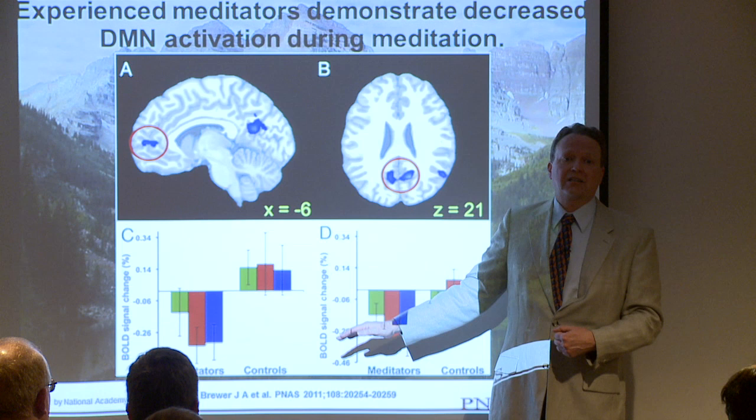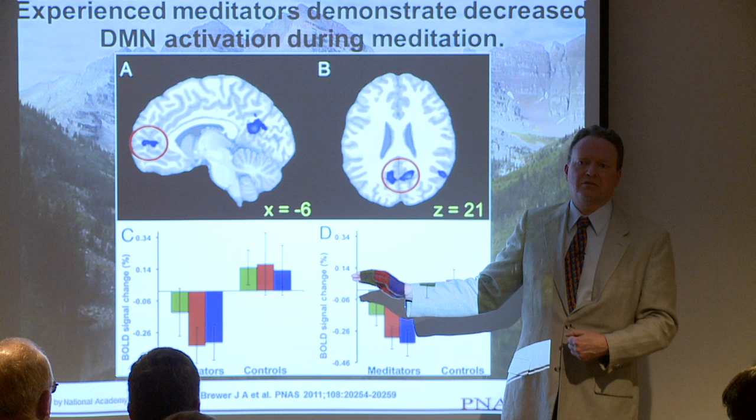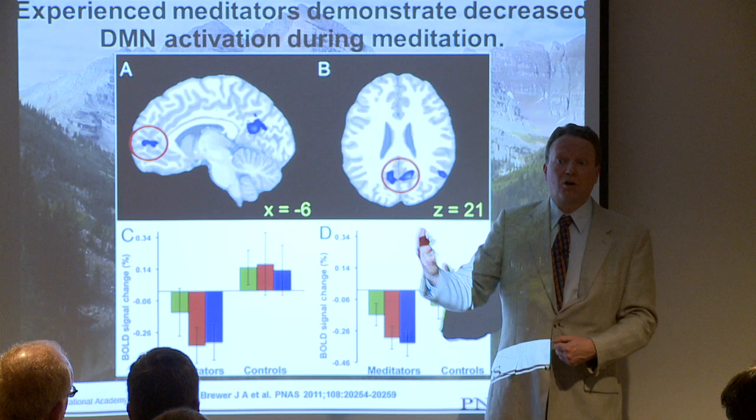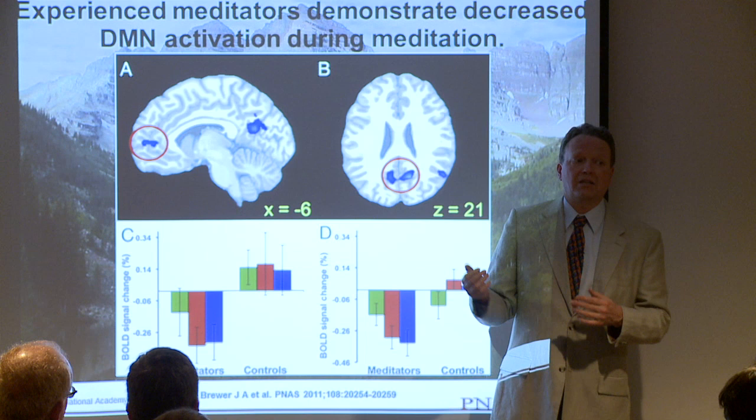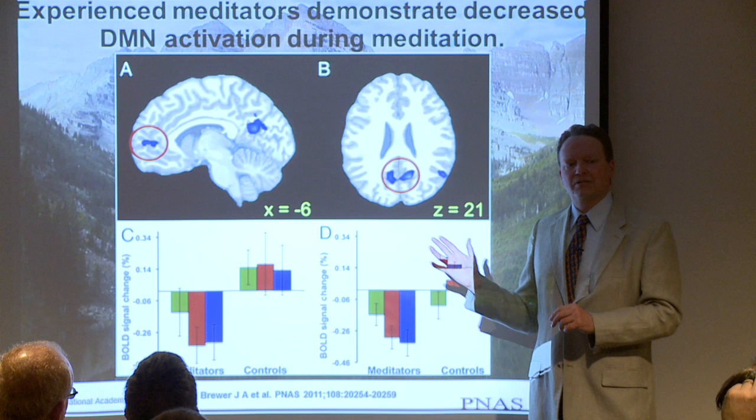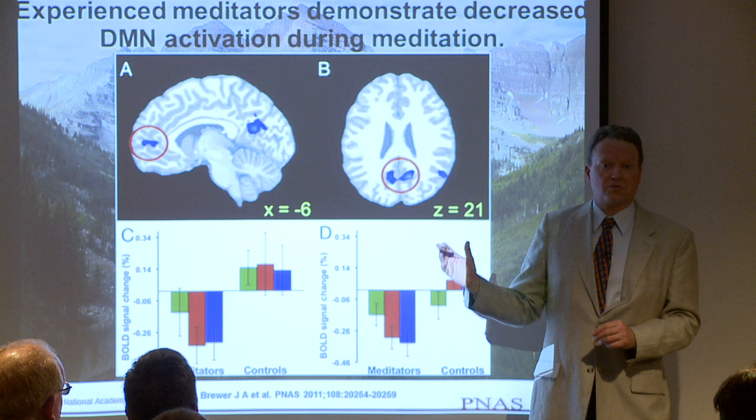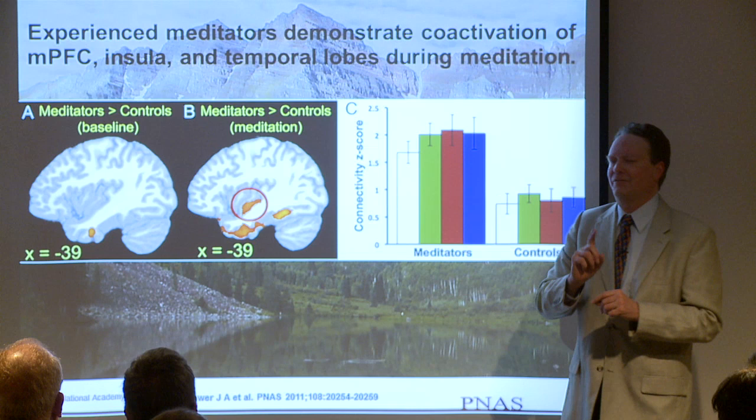That kind of deactivation can be seen during performance of a whole variety of tasks that people are measured doing in these scanners. So that's somewhat compelling evidence that the meditators and the non-meditators were responding differently to these task instructions, and their brains were doing different things. Let's proceed. I see more questions, but we'll have time for discussion. I want to get through a few more slides.